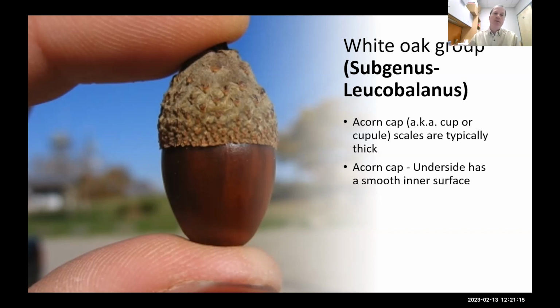But the acorn cap then will have these scales, all right? And then typically with white oaks, those scales are going to be thicker. This is generally speaking. So look for those generally thicker scales, and oftentimes almost has like a callus on the base, all right? And then the acorn cap, the underside of it, the inner surface of the cup or the cap is generally going to be free of hairs and smooth, all right? So smooth and free of hairs, be looking for that on these acorn caps.